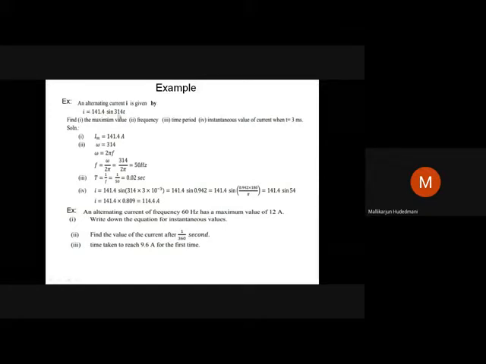Maximum value appearing in the wave is the peak headed by the expression. That is the 141.4. So i equal to Im sine omega t is the standard equation in my mind, and I'll be comparing with this. If it is a voltage wave, v equal to Vm sine omega t is my comparison. Therefore, the peak value stands here as 141.4 ampere. That is my first parameter of choice.